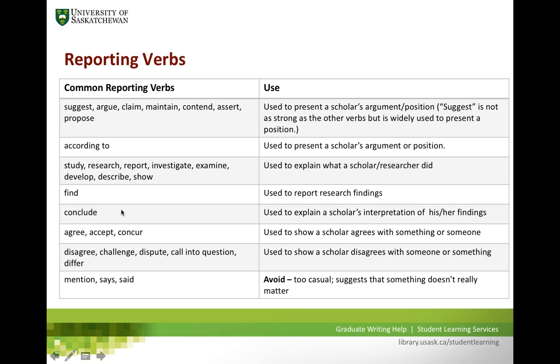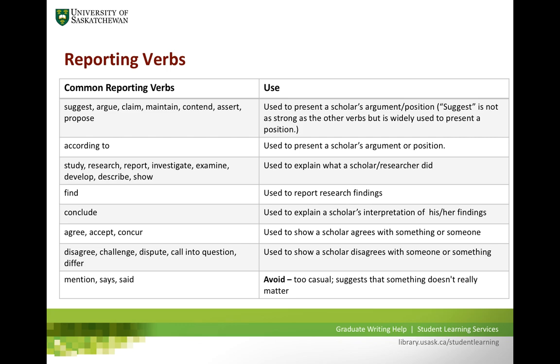Then we have conclude, which is used to explain a scholar's interpretation of his or her findings, followed by agree, accept, and concur, which are used to show a scholar agrees with something or someone. And then in the next line, we have verbs of disagreement: disagree, challenge, dispute, call into question, and differ. So they show if a scholar disagrees with someone or something.